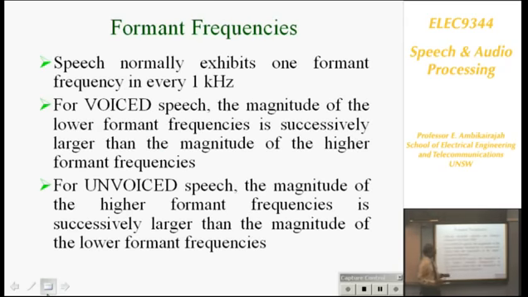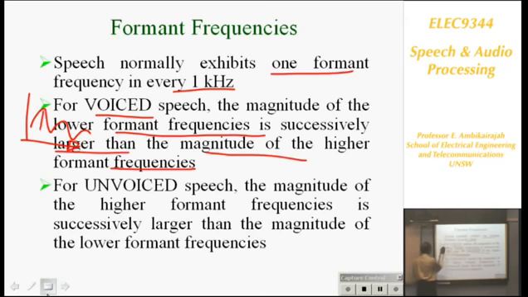I have already mentioned formant frequencies before. The resonant frequencies are the formant frequencies, and it normally exhibits 1 formant per 1 kilohertz. For voiced speech, the magnitude at the formant frequencies is larger than the magnitude at the higher frequencies, because your curve looks like this. So this is very much higher than this one. For unvoiced, it will be the other way around. The amplitude at high frequency is higher than at low frequency. So it's really in that particular format.